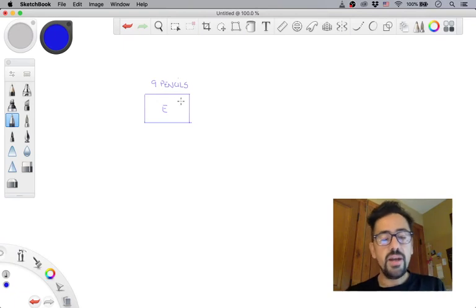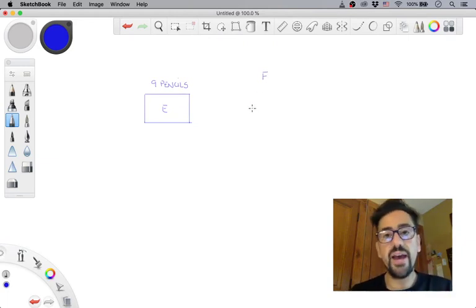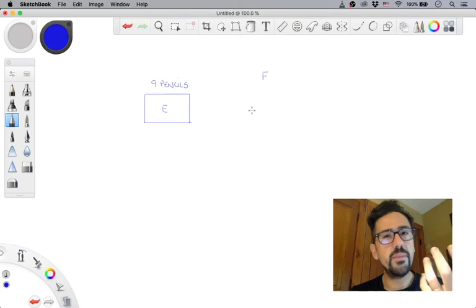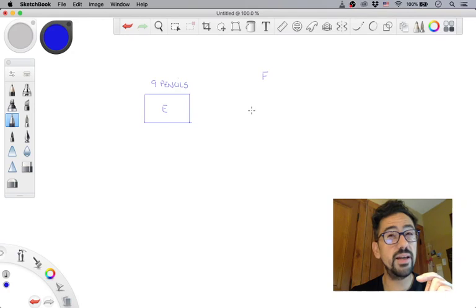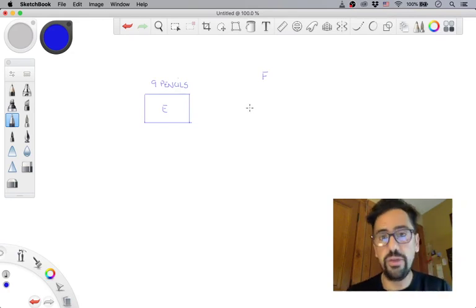Now, then I have here another table that is table F. And the problem is telling me that in table F, I have 3 times as many pencils as in table E. Again, the way that I think about this problem is, if table F has 3 times as much, it is like having 3 tables E worth of pencils.